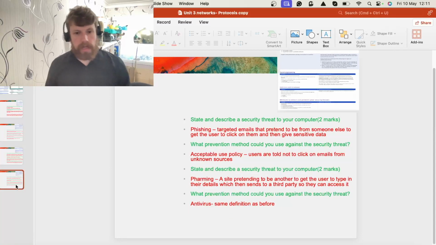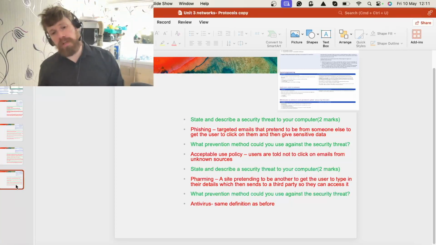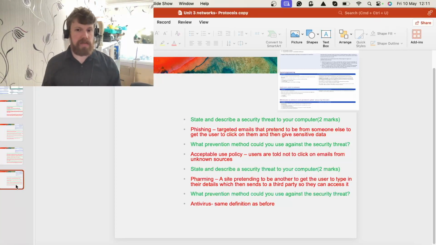Last ones. So we've got phishing. Phishing is another high-frequency one, which they sometimes ask for, which is targeted emails that pretend to be from someone else to get the users to click on them and give sensitive data. Prevention method is what's called an acceptable use policy. When you go to an organization or at school, there are certain things which you have to agree to, not to go onto dodgy websites, not to click on emails from people that you don't know. And that can be one of the easiest ways to prevent these things from happening.